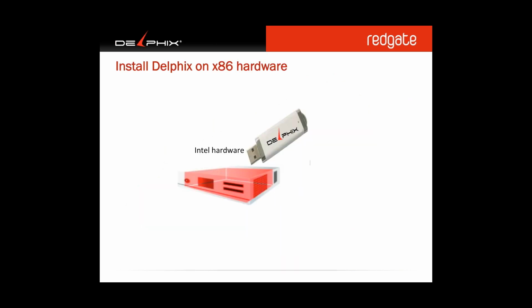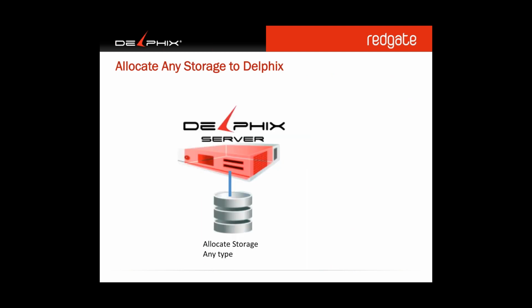So the first thing we do is we install the Delphix software onto commodity Intel hardware. Delphix installs as a virtual machine. It takes about 5 minutes to install. Once it's installed, we allocate storage to Delphix. Delphix can use any kind of storage. It could be EMC, NetApp, Fujitsu, JBOD.